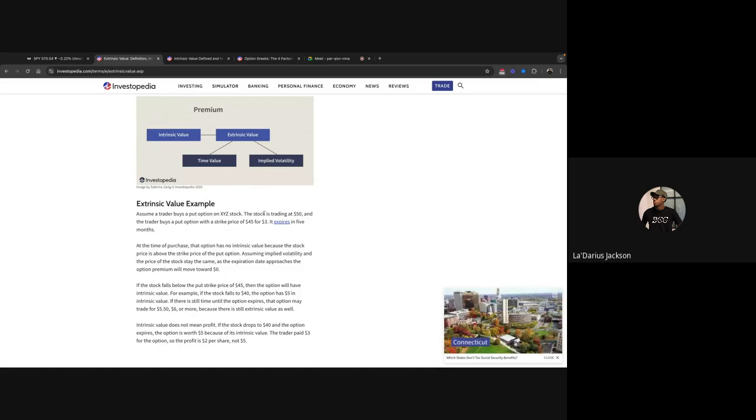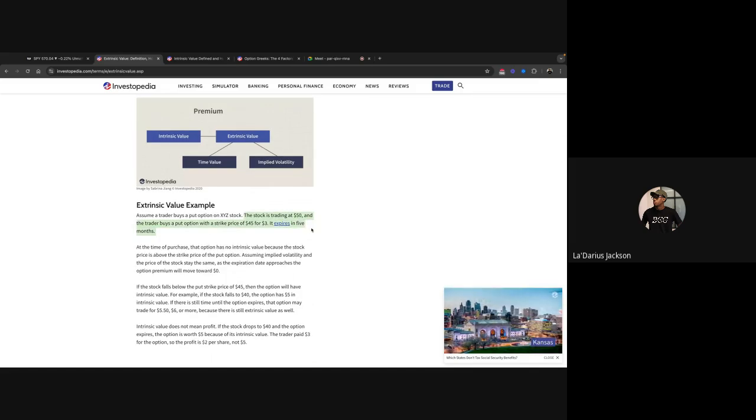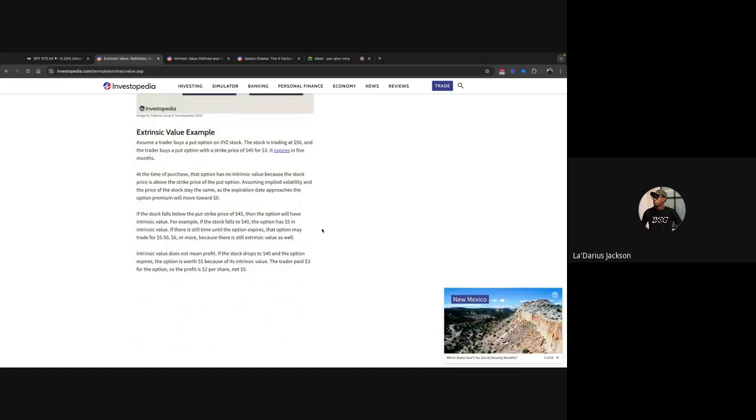So in this example, if the stock is trading at $50 and the trader buys a put option with a strike price of $45 for $3. Oh, it's not giving me the whole thing. Let me read the whole thing. Assume a trader is buying a put option for the stock. The stock is trading at 50 bucks. The trader buys a put option, so they think that the stock is going to go down, for a strike price of $45 for $3. $3 is pretty much $300 if we're talking options, and it expires in 5 months.